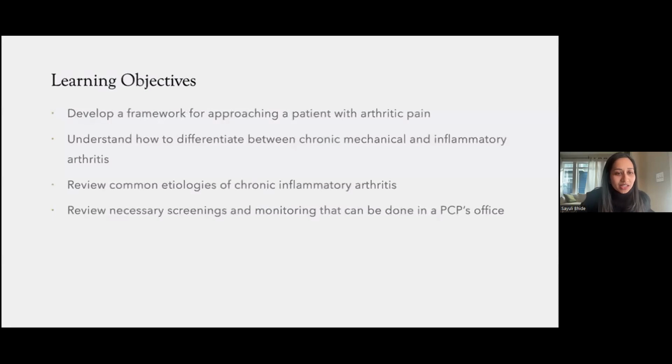And these are my learning objectives. So today we're going to try and develop a framework for approaching a patient with arthritic pain, understand how to differentiate between chronic mechanical and inflammatory arthritis, and review common etiologies of chronic inflammatory arthritis. And then we'll end by reviewing necessary screenings and monitorings that can be done in a PCP's office.